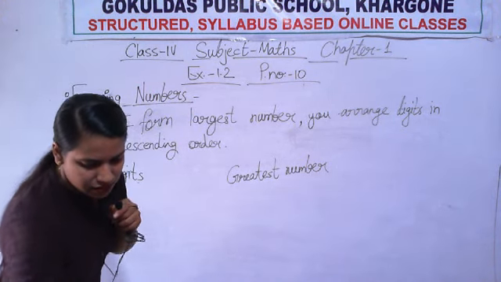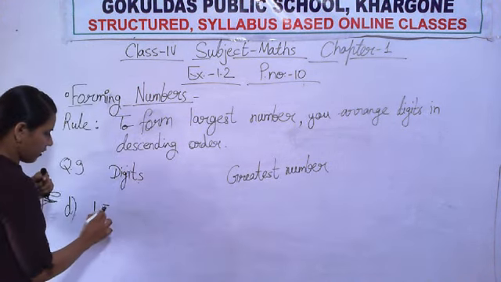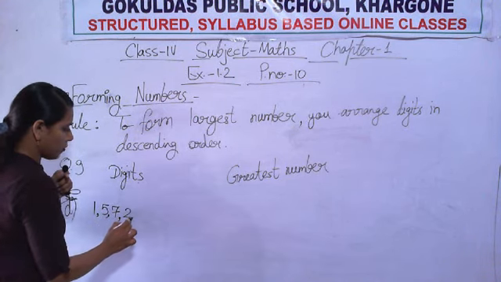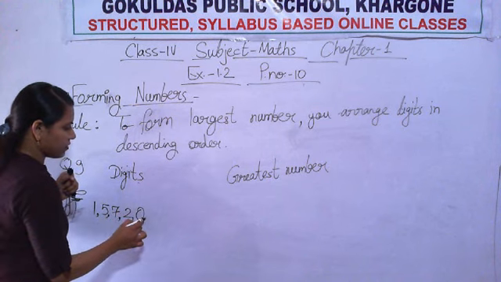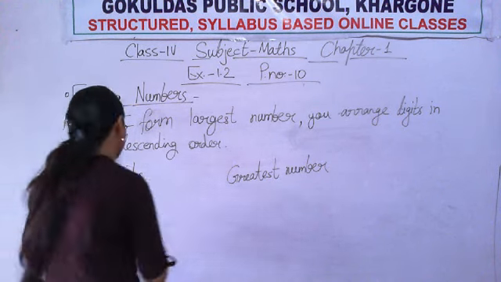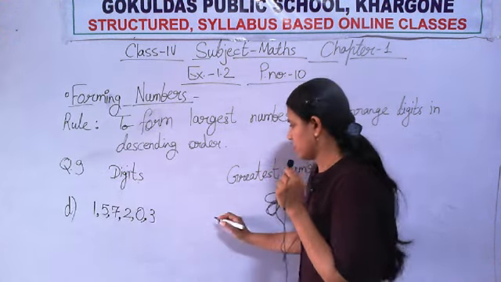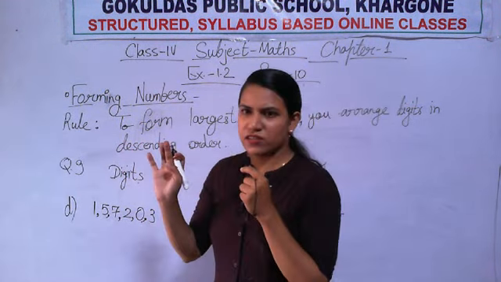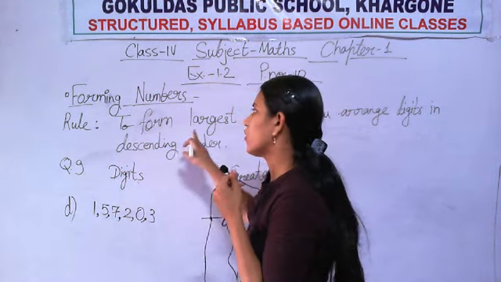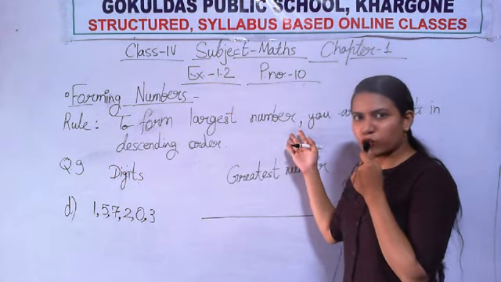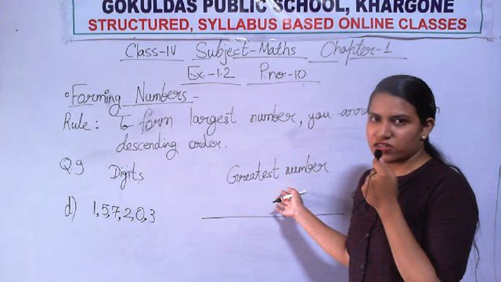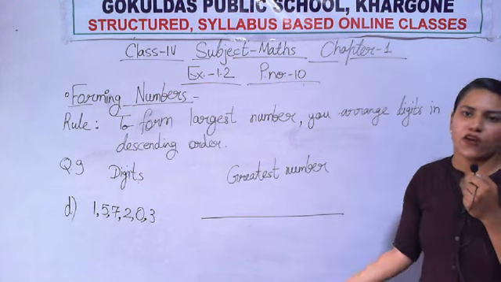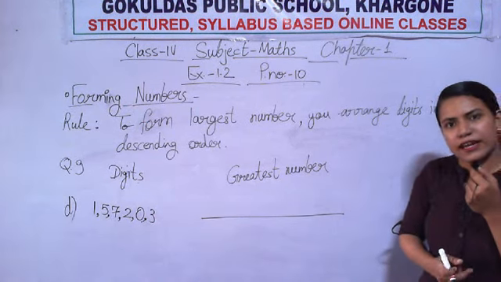What are the digits? 1, 5, 7, 2, 0 and the last one is 3. These 6 digits are given. But any number of digits can be given in the question, so what is the step? What is the rule to form the greatest number, the largest number? The rule is that you arrange digits in descending order. So arrange all the given digits in descending order.